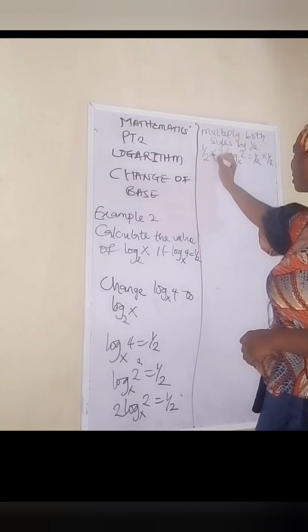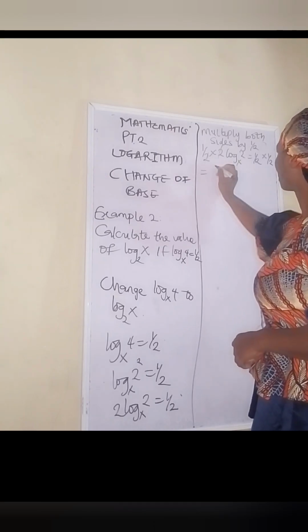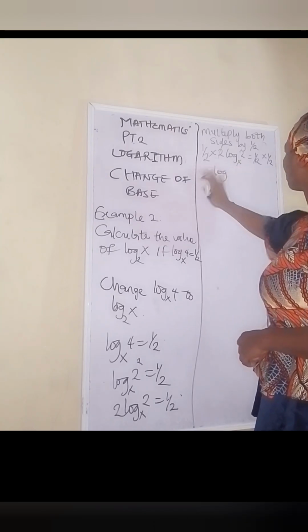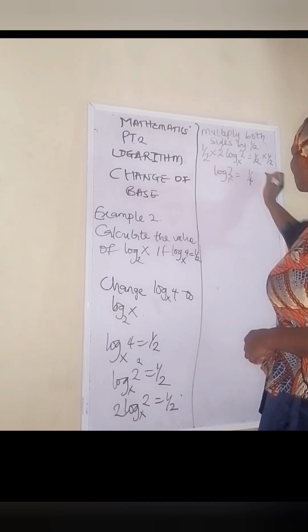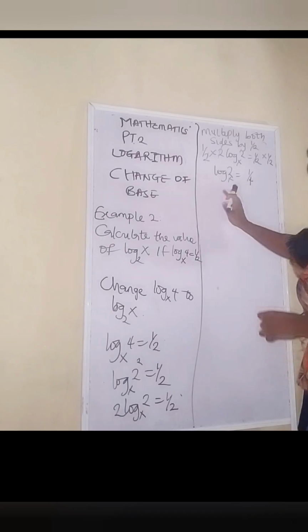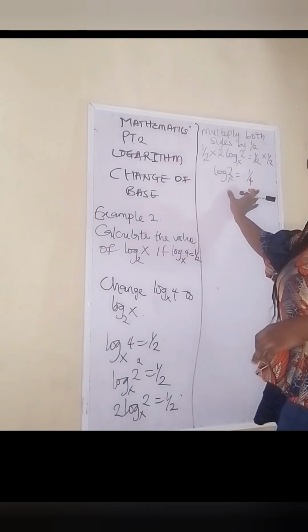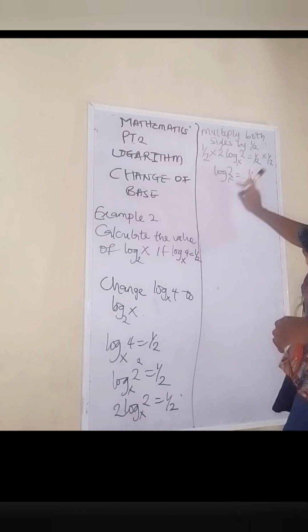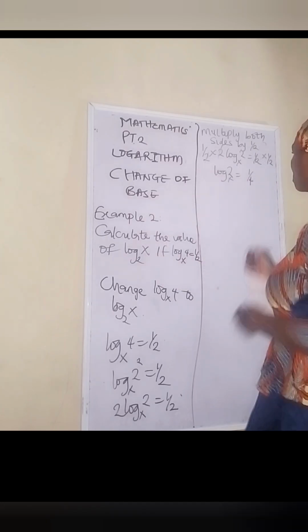So now 2 cancels this, so we are left with what? Log 2 base x equals 1 over 4. Have you seen that now? So now let's change the base of this one. We've already gotten something now. So whenever we see log 2 base x, we replace it with 1 over 4. So now let's move with this one.